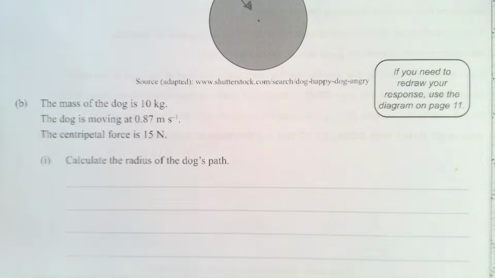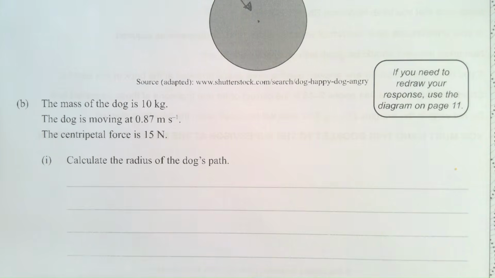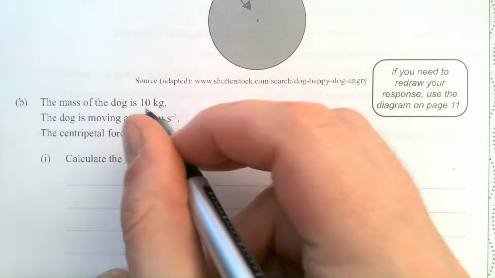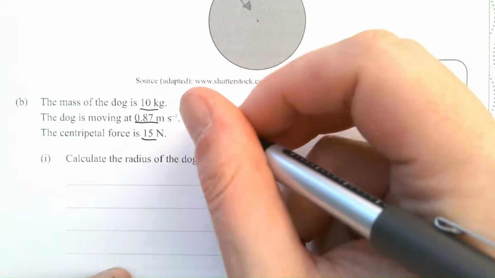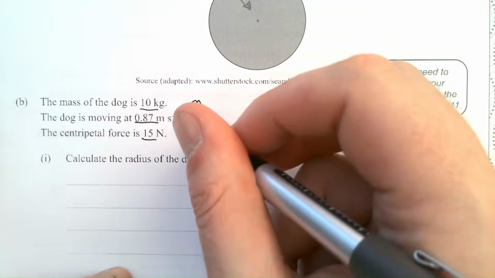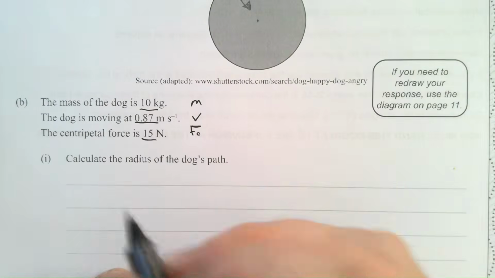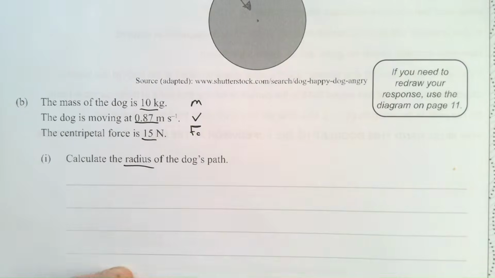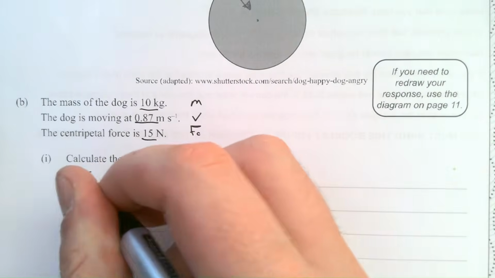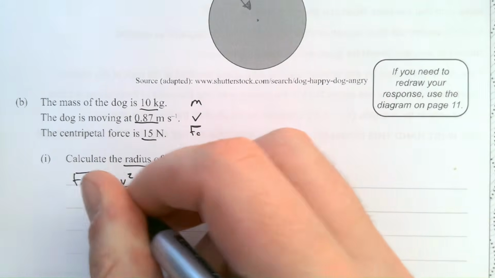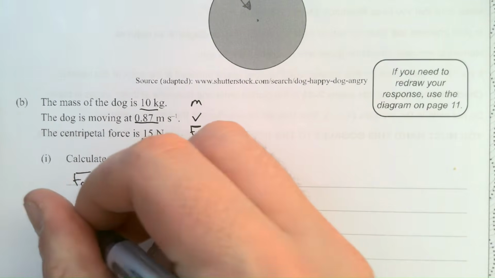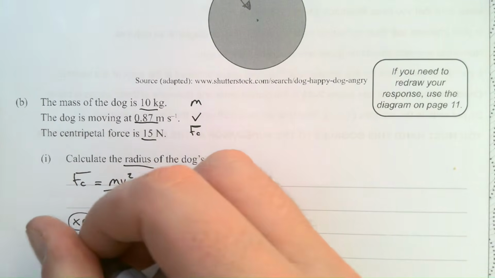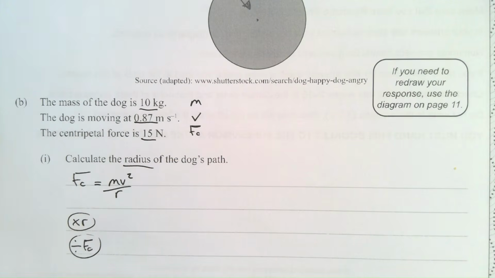Part B, we are told that the mass of the dog is 10 kilograms. The dog is moving at 0.87 meters per second, and the centripetal force is 15 newtons. So we have our m, we have a velocity v, and we have a centripetal force of 15. We're looking for an equation that involves those three quantities and the radius, which is FC equals mv squared over r. We want to get the radius on its own, so we're going to multiply both sides by r, and then divide both sides by FC.